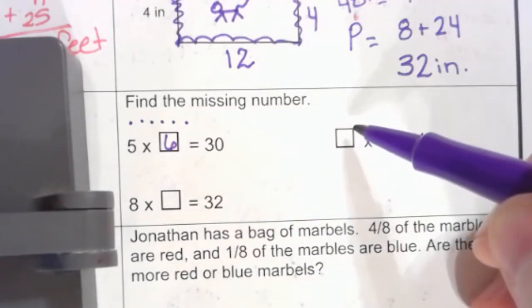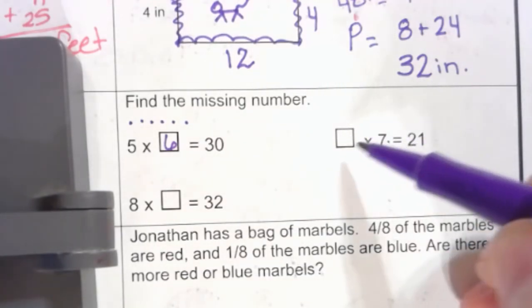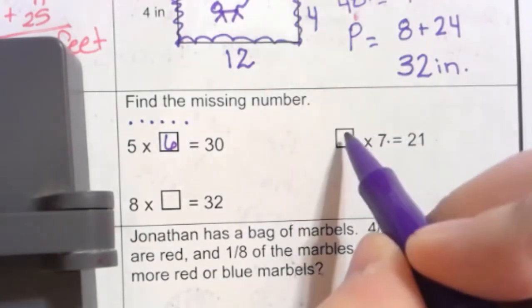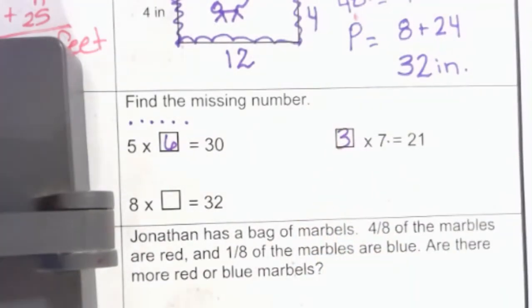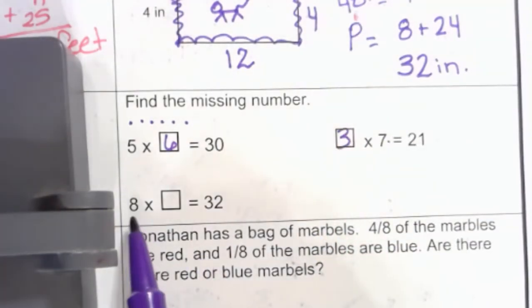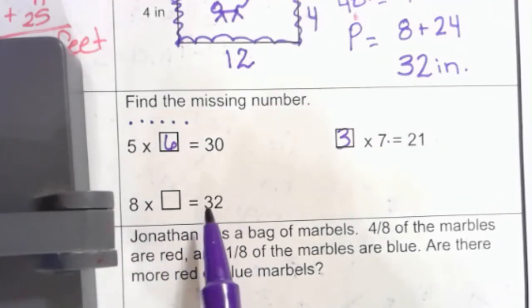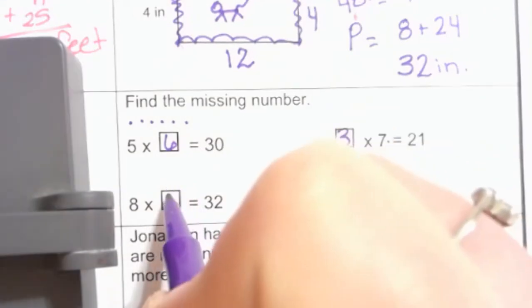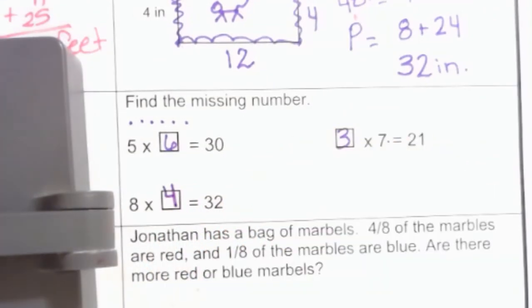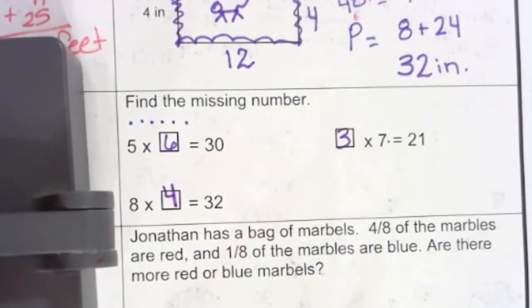7 times 2, 1. 7 times 3 is 21. Yeah, we are missing the number 3. And then we've got 8 times 3, 2. 8 times what is 32? What number goes there? 4. 8 times 4 is 32.